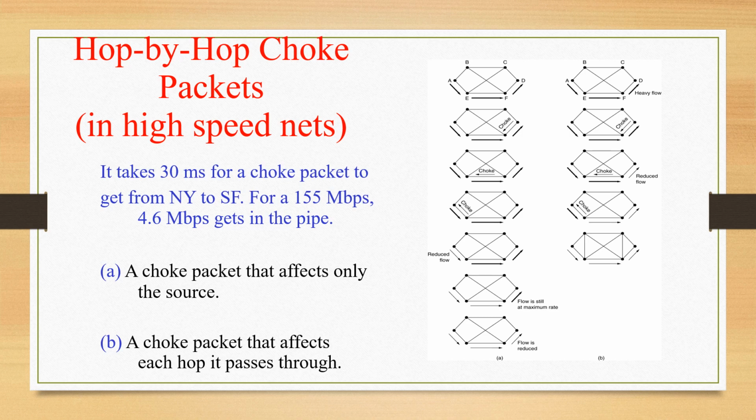This is explained in diagram A, and in diagram B, the choke packet is received by the sender A. Now the choke packet reduces the flow as A reduces the load, but still D is overloaded. Diagram A explains a choke packet that affects only the source, and diagram B tells that a choke packet affects each hop it passes through.